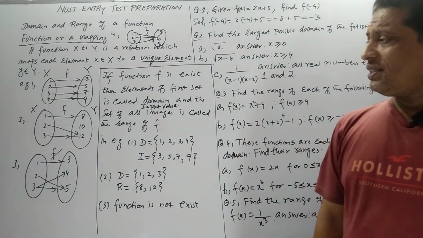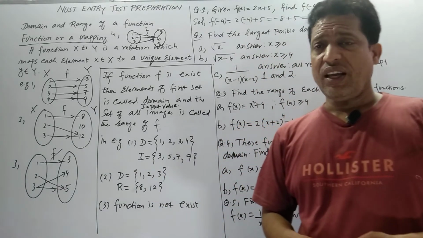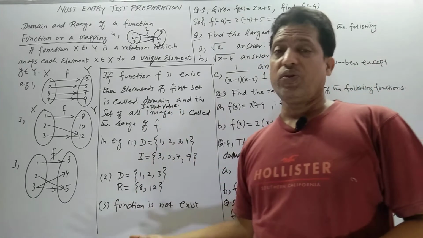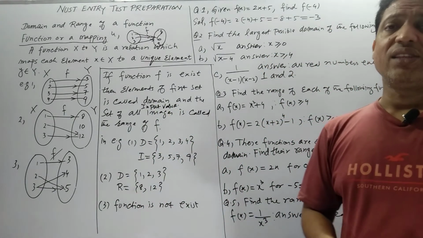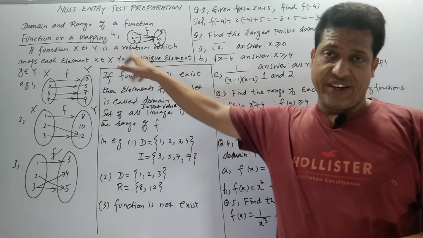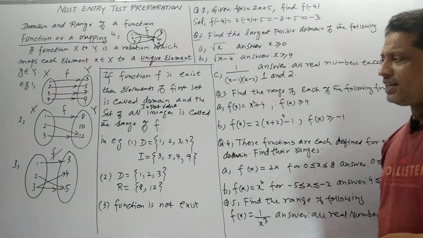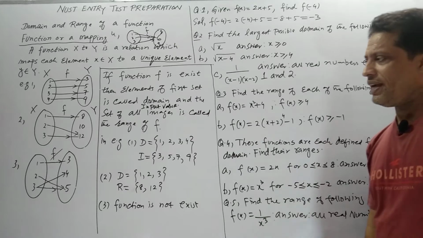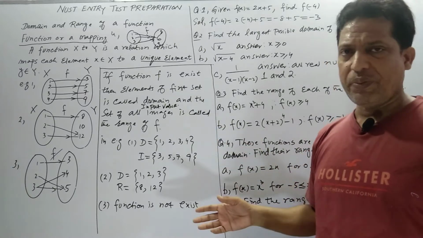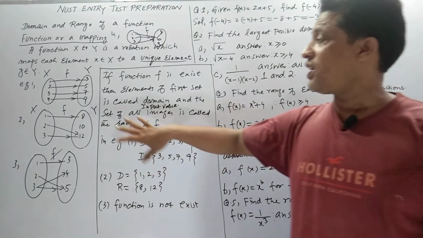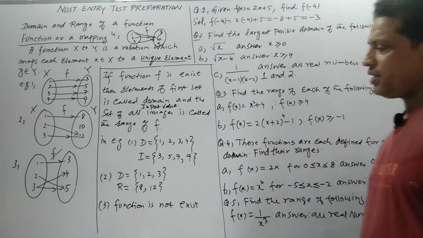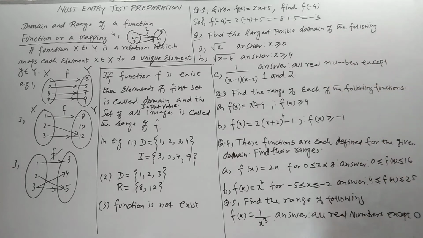In example number 3, this is not a function, therefore there is no domain and range. For domain and range we should have a function, and a function means fulfilling this definition. I hope you completely understand the meaning of domain and range. Domain means the set of all elements of the first set, and range means the set of those elements which are involved in mapping. Okay, student.